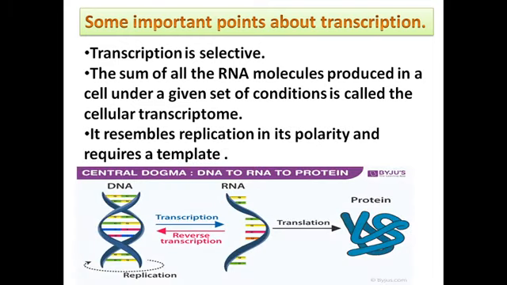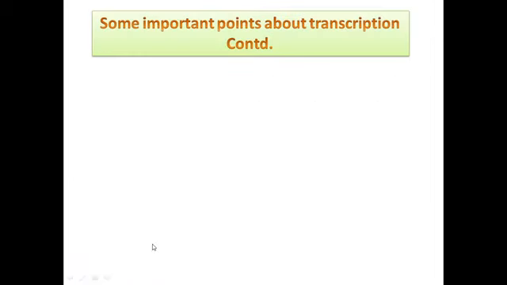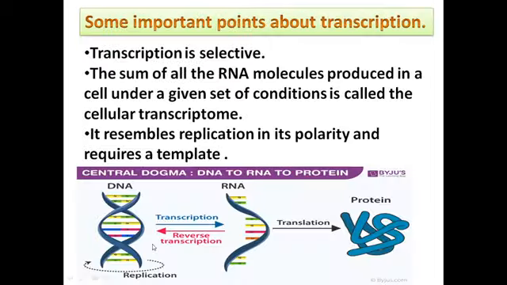Now another important point is that it resembles replication in its polarity. If you remember, in DNA we had a 5 prime and a 3 prime end, and the nucleotides got added only to the 3 prime end. Here also in RNA, nucleotides are only added to the 3 prime end. So the direction of synthesis is 5 prime to 3 prime, and the addition of nucleotides occurs only on 3 prime ends.